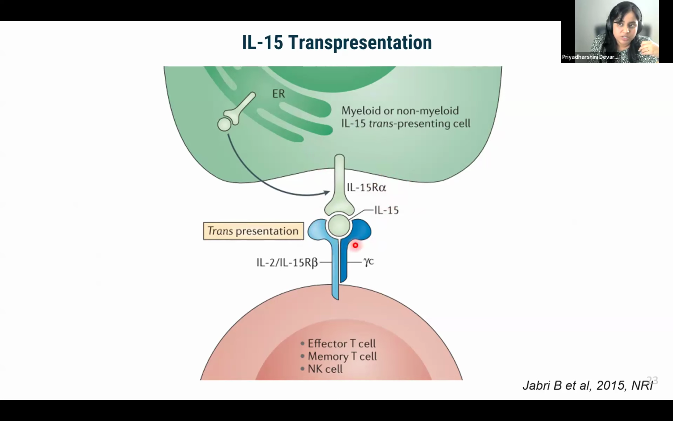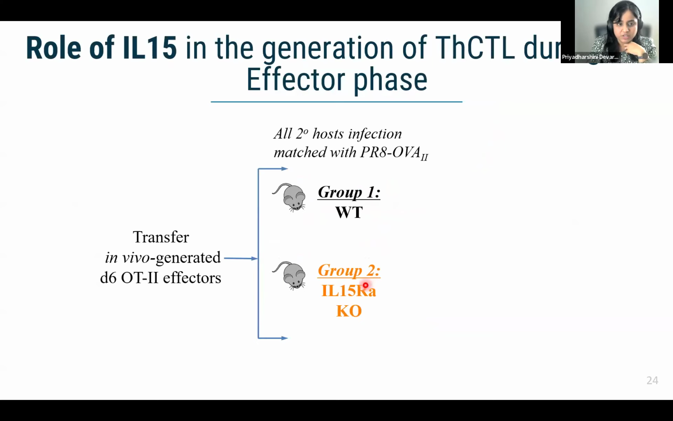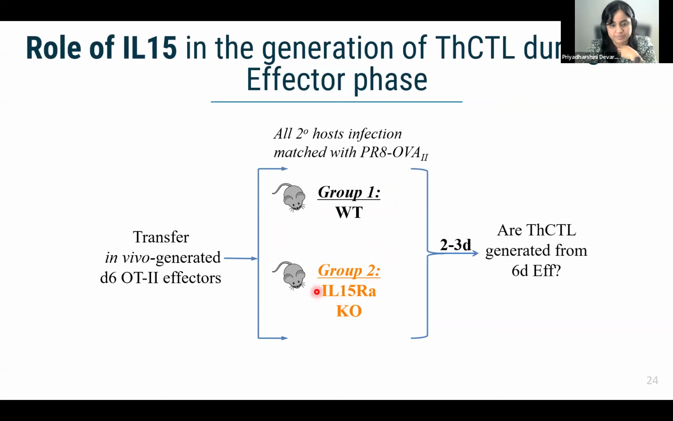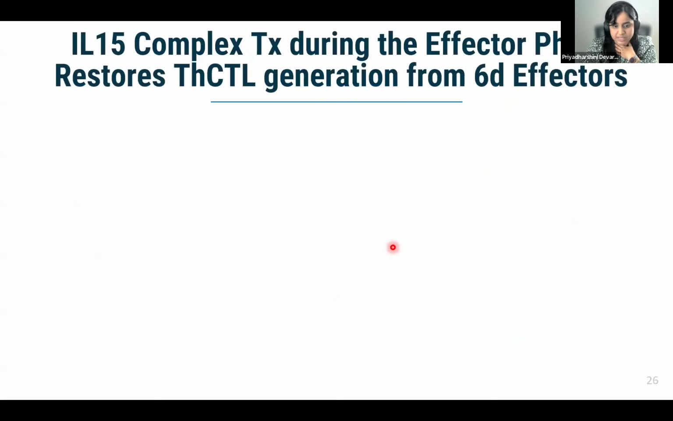So if we wanted to ask the question, if IL-15 was important, we transferred these 6-day effectors into either wild-type mice or IL-15 receptor alpha knockout mice. And we asked if TH CTL were generated from 6-day effectors. And indeed, we did see a decrease in TH CTL generation in these IL-15 receptor alpha knockout mice. And so then we said, if we add back factors that are important, which is local antigen presentation and IL-15, can we generate cytotoxic CD4 T cells from 6-day effectors in just an uninfected mouse?